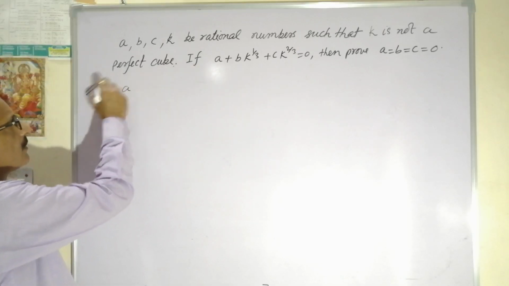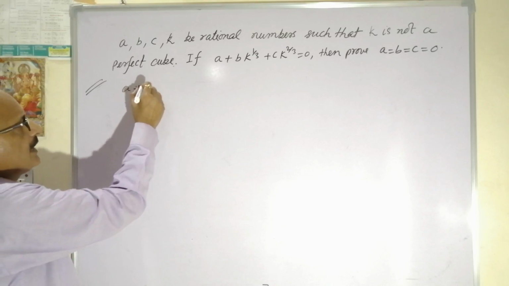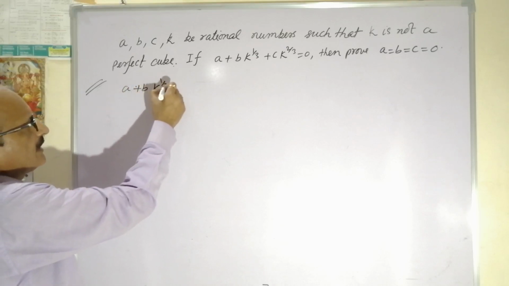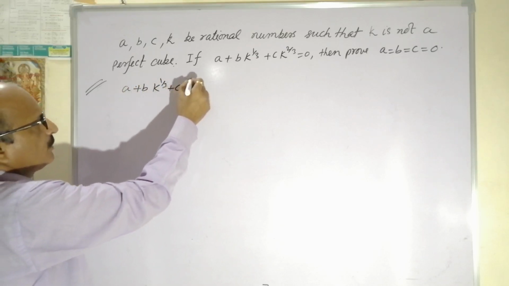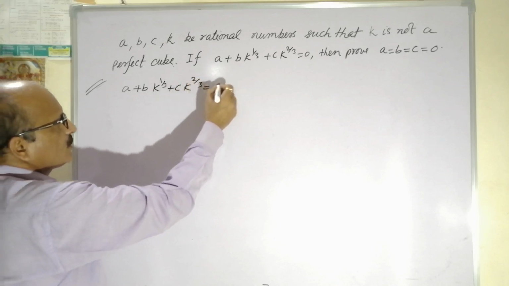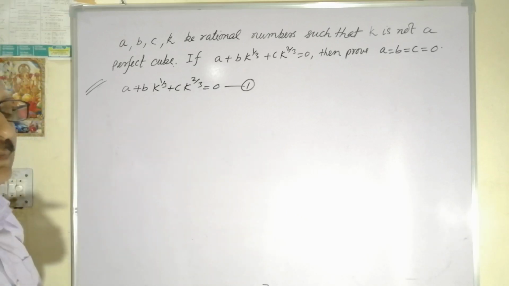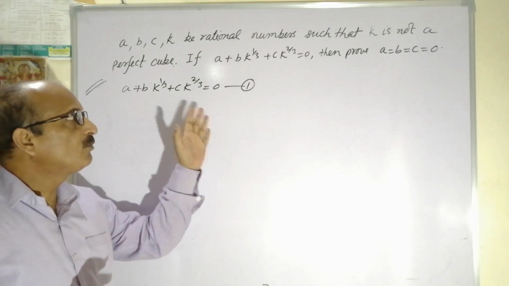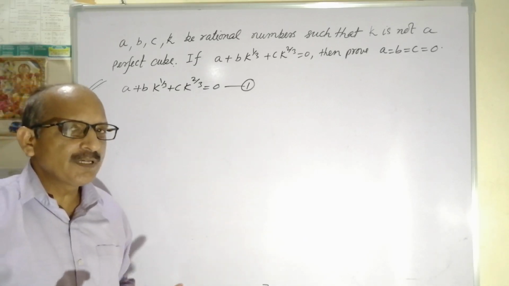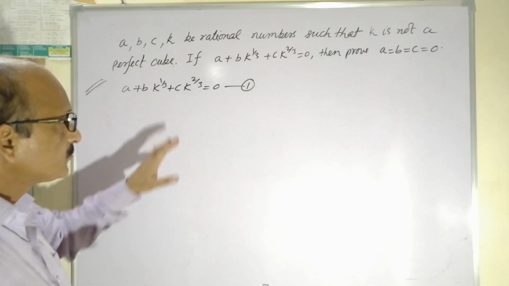A plus B K to the power 1 by 3 plus C K to the power 2 by 3 is equal to 0. Say it is equation number 1. Students, it is perfectly based on tricks, so we have to move on the tricks only. Something is to be kept in mind.